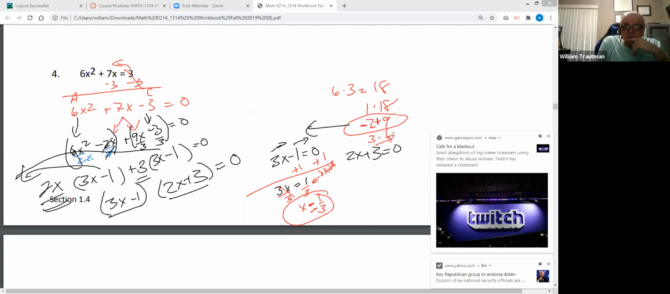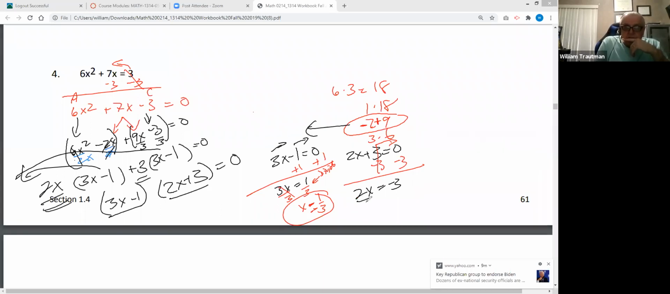Here, take the 3 over to the other side first. And I'm left with 2x equals negative 3, then divide by 2. Divide by 2, divide by 2, and x equals negative 3 over 2. These are the two answers for this problem: 1/3 and negative 3 over 2.